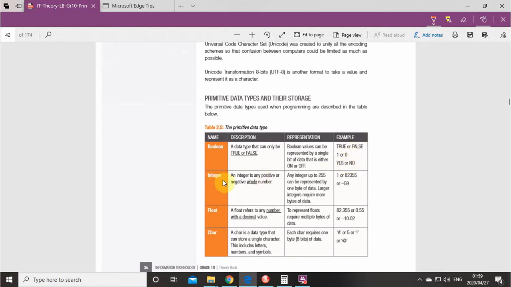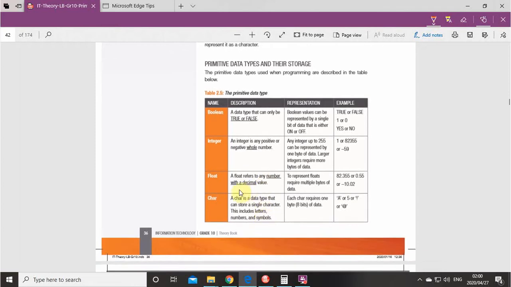An integer is any positive or negative whole number. So that would be 1, 2, 5, 9, negative 20, etc. A float, or we call it a double, refers to any number with a decimal value. So 82.3, 0.9, negative 10.5, etc.